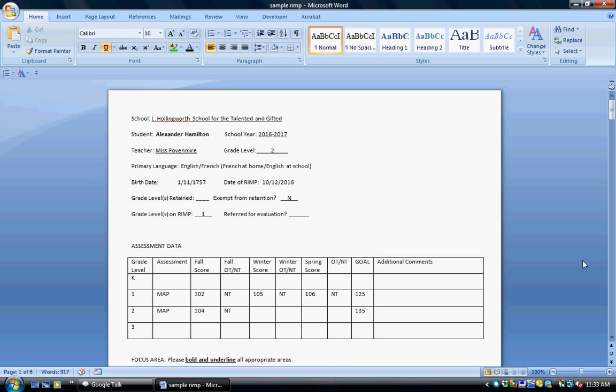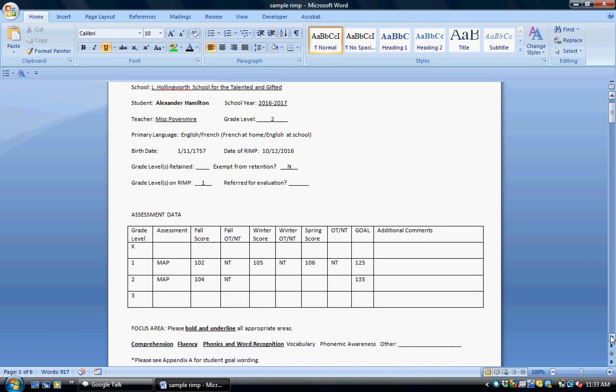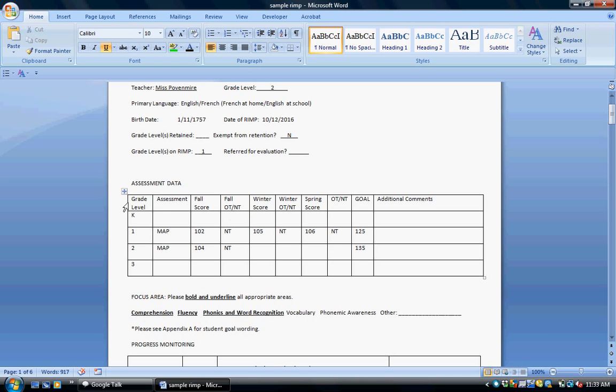Now we get to the assessment data. If they have the kindergarten, you would put that there, such as the Kindergarten Readiness Assessment, the KRA, or the BOY, kindergarten teachers, you know what I'm talking about. You'd put their fall score. If they were OT, which is on track, or NT, which is not on track, you'd repeat this process for winter and spring with the goal.